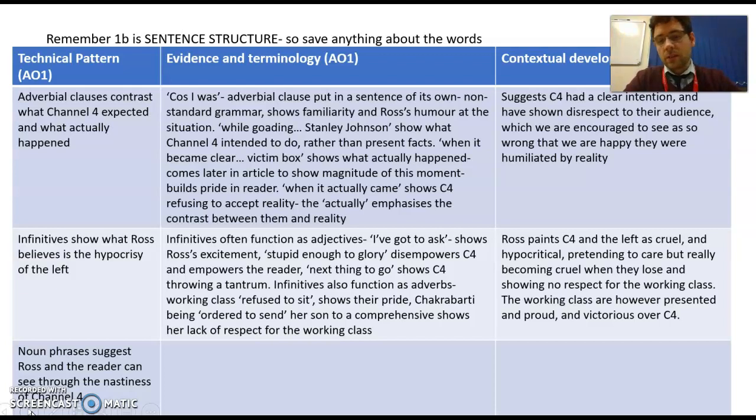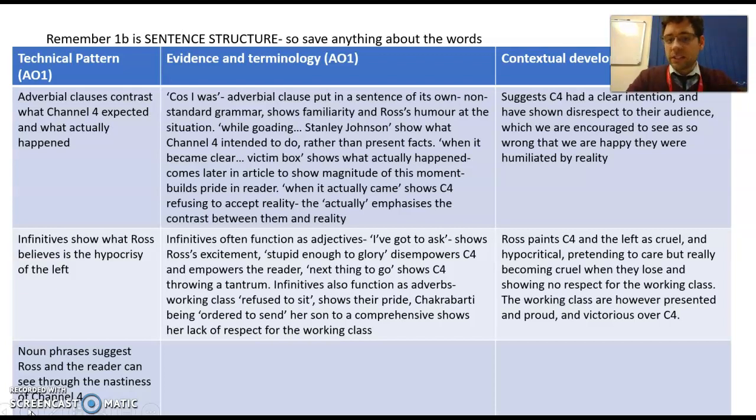He talks about Channel 4 didn't know what to do when it became clear that the working class wouldn't sit in the victim box. So it shows the actual reality of what happened, and that comes quite late in the article. So Ross is really building up this sense of magnitude of that moment. They expected X, but they got Y, and it builds that pride in the reader. And then he also later on says, they did this sketch about Workington Man, so about the kind of voter who would live in Workington, and actually the Conservatives ended up winning that seat. And so what Ross sort of makes a joke about there is actually they were so wrapped up in the comedy that they missed the fact that the Conservatives won that seat. So he contrasts reality and kind of their expectations.